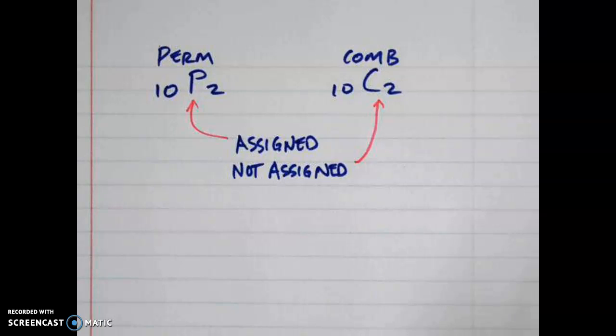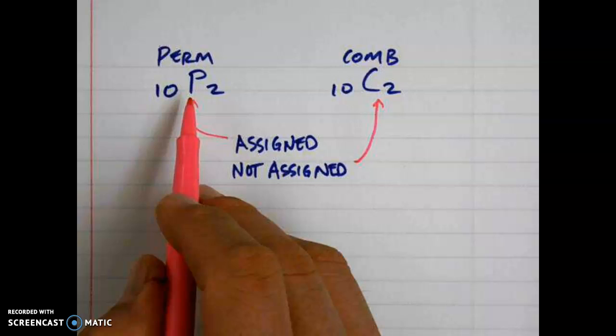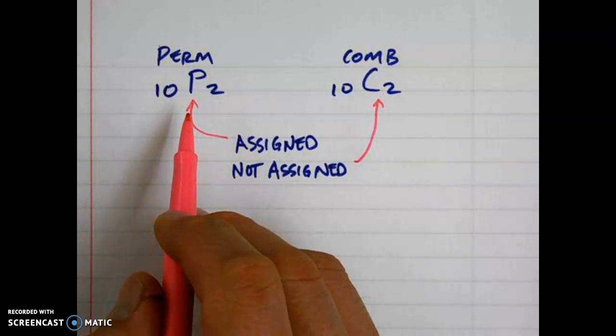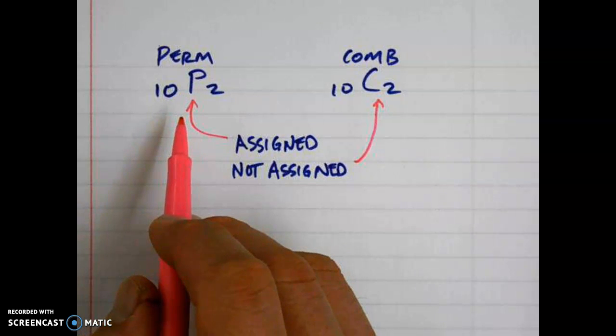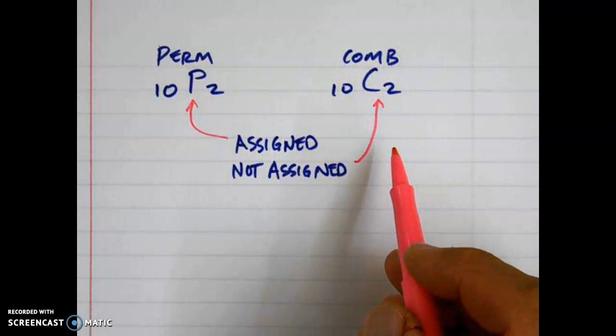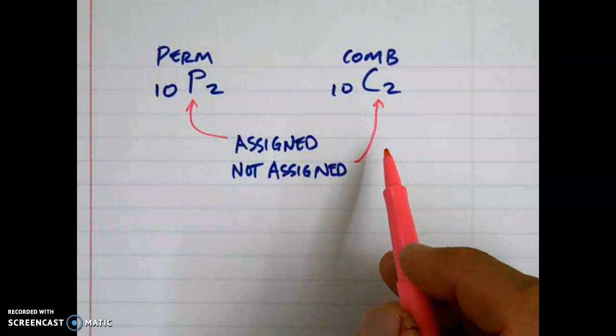Okay, so if you bought 2 tickets and they're assigned seatings, then it does make a difference whether you sit on C7 or C8. But if you just had 2 random tickets, it doesn't matter if you're sitting on C7 or C8. Okay?